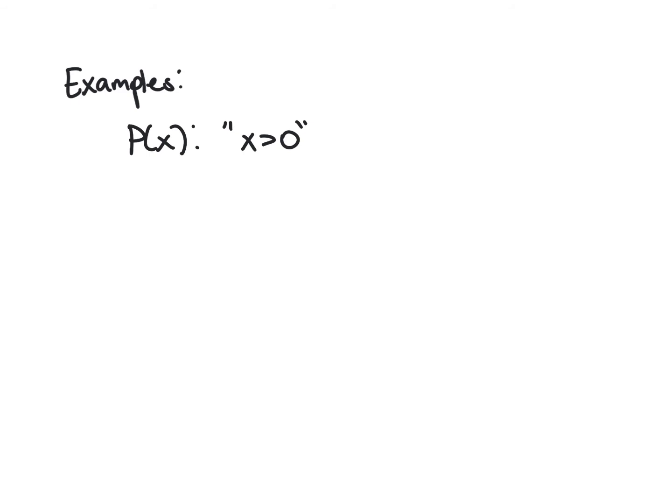So just the statement x is greater than 0, and here I am just going to say that the domain is R, or the set of real numbers. That's just the symbol we use for that. And again, once we specify a value for x, it should become a proposition, right? So let's just look at three different values real fast.